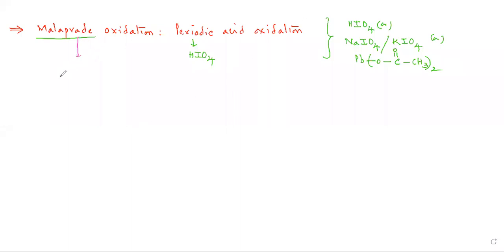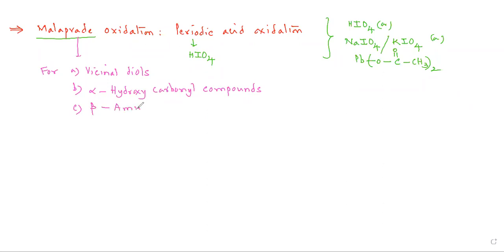It is used in case of three things, specifically for vicinal diols, I mean, when two hydroxyl groups are on adjacent carbons, alpha amino carbonyl compounds, that is, alpha hydroxy carbonyl compounds, and alpha hydroxy amines, that is, beta amino alcohol.